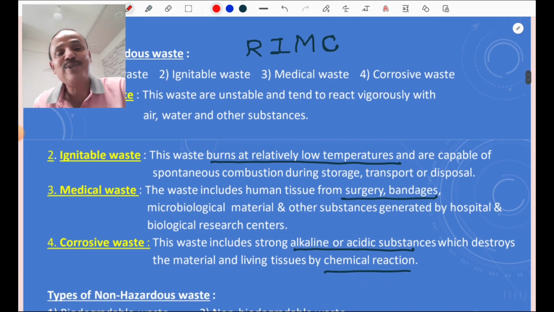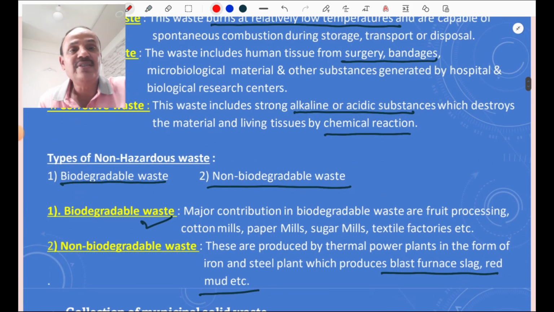Then we are going to discuss the types of non-hazardous waste, that is biodegradable waste and non-biodegradable waste. Biodegradable waste, name itself indicates it degrades by the various types of oxidation, and major contributors of biodegradable waste are the fruit processing, cotton mills, paper mills, sugar mills and textile factories, etc. Non-biodegradable wastes are produced by the thermal station plants and the iron and steel plants, which produce the blast furnace slag, you know, the fly ash also, and red mud, etc.